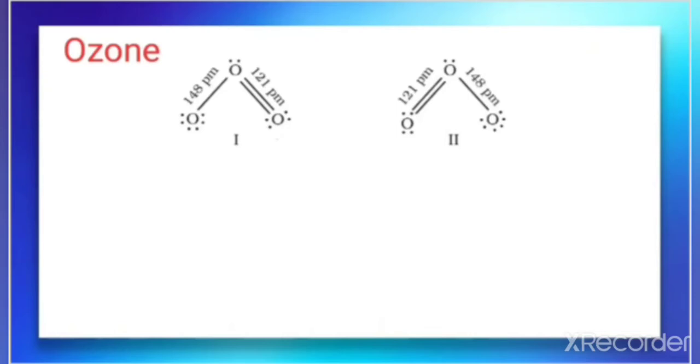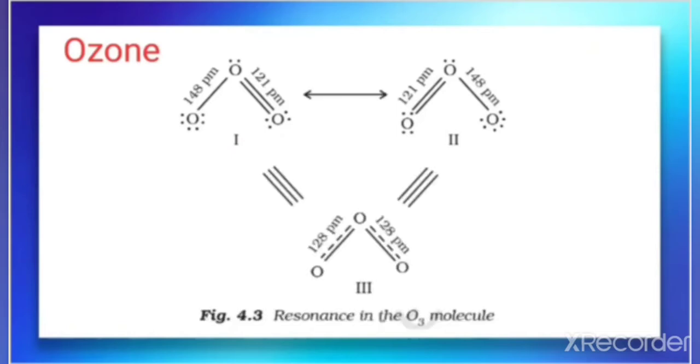In such a case, we can say that the actual structure is a resonance hybrid, that is, a hybrid of two structures. That means the actual structure is actually the hybrid of these. Hybrid of this means it is a mixture of these. So the hybrid structure will be like this.